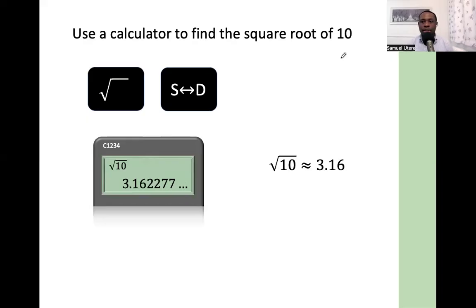So now you have learned how to use your calculator to do square roots of numbers where you do not have an integer after you finish doing the square root. For example, our square numbers. So this number is approximately 3.16 to 3 significant figures.